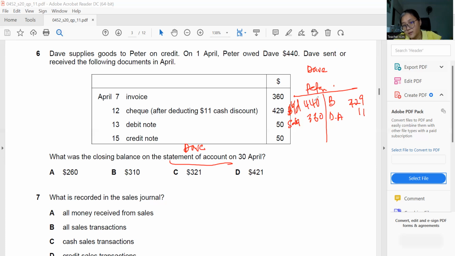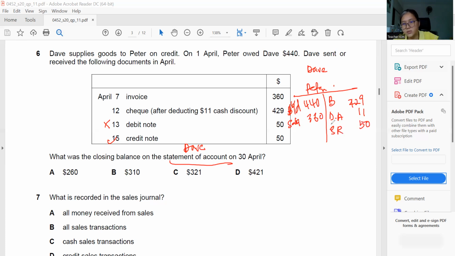So this one is to pay off the balance. Breakdown: debit note, we don't go and take it. We only take the credit note for the recording. This is a document from Peter to request the deduction. So we have to take the credit note as the date for the amount. So here we will put sales return 50.